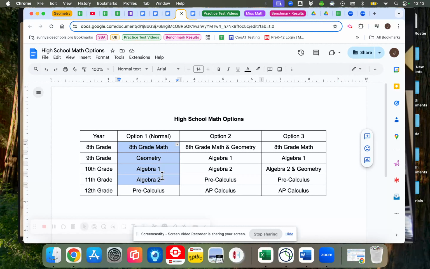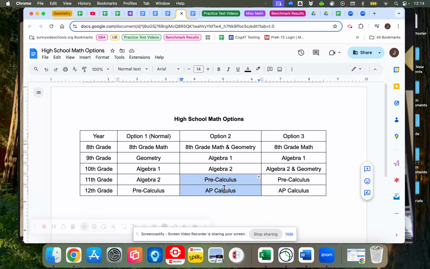So if you are a person who is choosing option one, remember that this is enough to get you into college, and you have the opportunity to take a college level math course at Sunnyside High School without taking geometry in 8th grade.